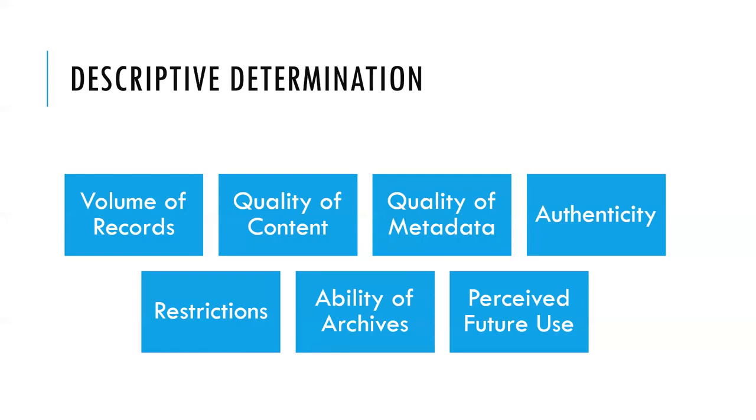If an archive doesn't think that it's really capable of describing records to a folder level, even in a small collection, then they probably shouldn't take that on and bite off more than they can chew, because that's going to result in a lot of resources going towards describing one collection that could be used to provide more general description and facilitate access to 5 or 6 other collections.